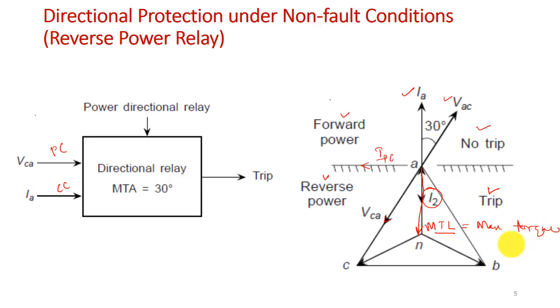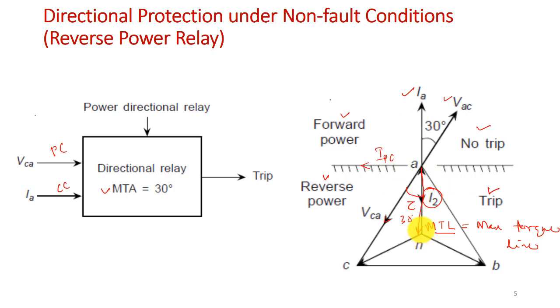So your maximum torque line will be perpendicular to IPC. Therefore this will be MTL. If we take tau, it will be around 30°, right? So MTA is considered here as 30°, and now we can see that for forward power flow, this is not tripping. So this is in the restraining region, right? And this is your trip region, right?